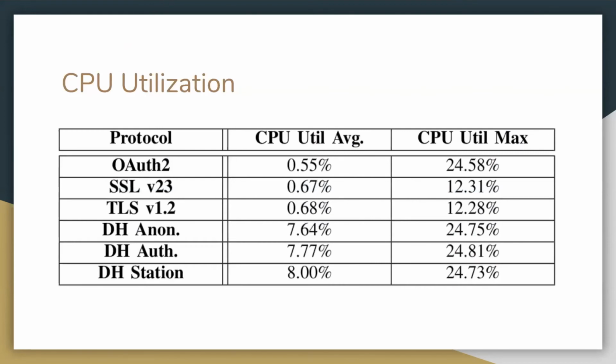For the CPU utilization, you can see the average utilization for Diffie-Hellman was higher compared to SSL, TLS and OAuth. Again, we think this is because Diffie-Hellman was our own custom implementation, and we're using a different hashing method than the other optimized versions of the library.